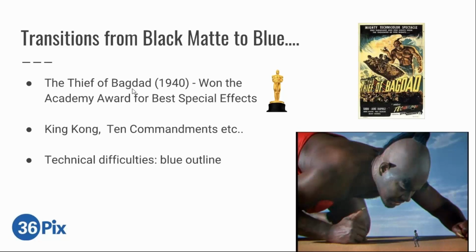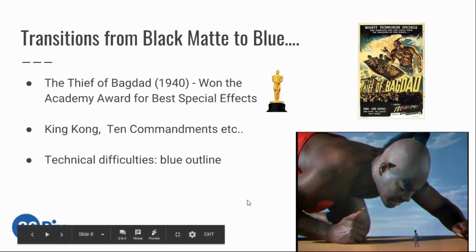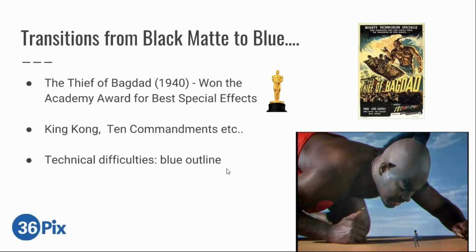Certain famous films that used these techniques and were very successful at doing so were the Thief of Baghdad, which actually won an Academy Award for Best Special Effects using the technique. Other notable films were King Kong and the Ten Commandments. If you actually look back at clips of the Ten Commandments and these other movies now, you'll notice that it's not the greatest extraction. You have some heavy blue outlines. They were present in the films, but since the technology was so revolutionary back then, they just cut their losses and were happy with the result. But they had to figure out a way to deal with that.